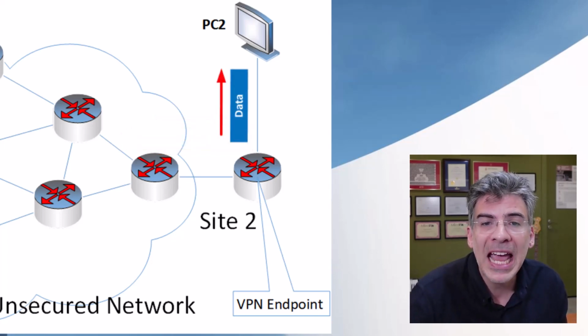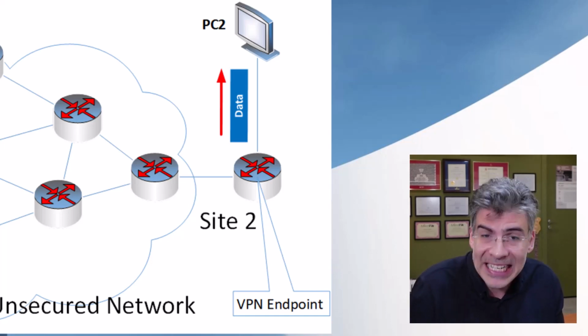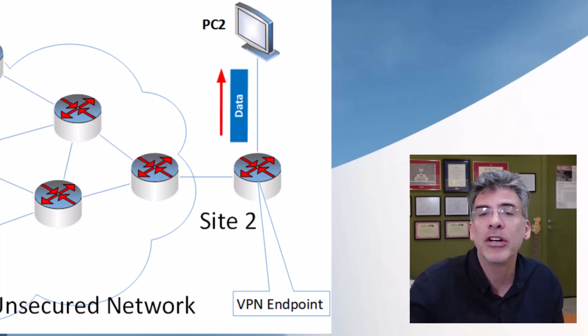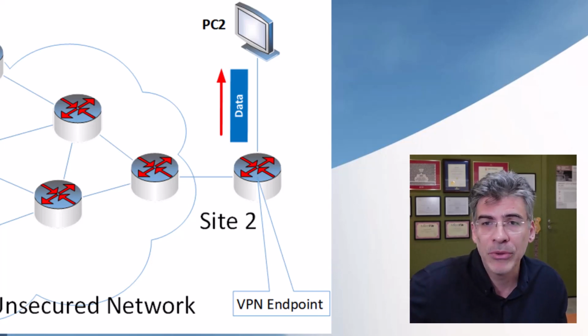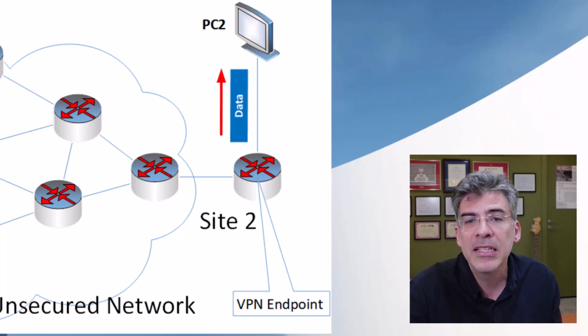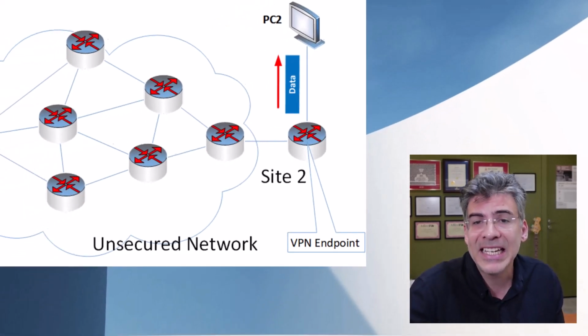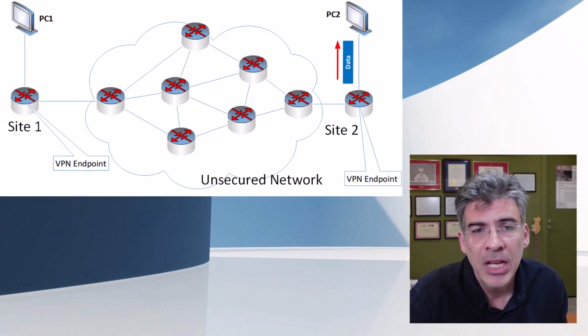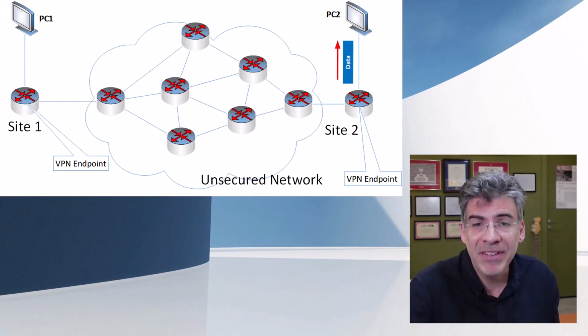Now, once the encrypted and tunneled packet reaches the other VPN endpoint, the packet is then decapsulated, meaning the extra header is stripped off. Its job is now done. And the packet is then decrypted and sent along its way to PC2, which was its intended destination. So that's the gist of what a VPN is and how it works.